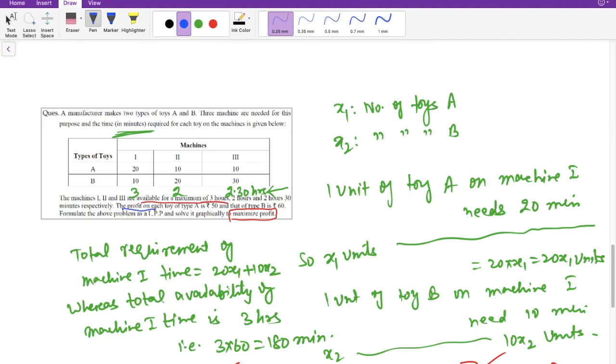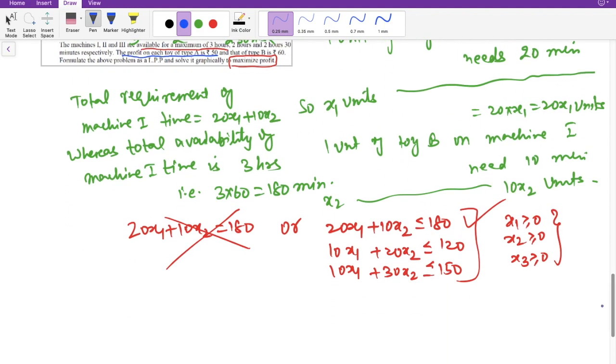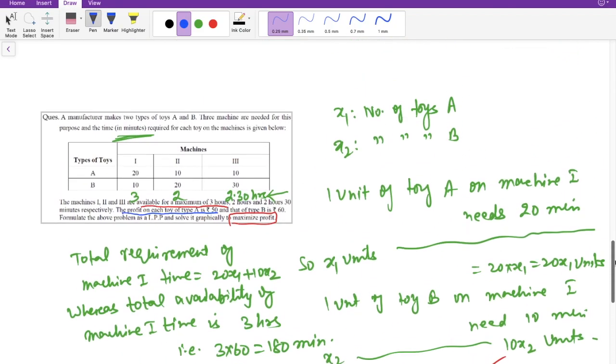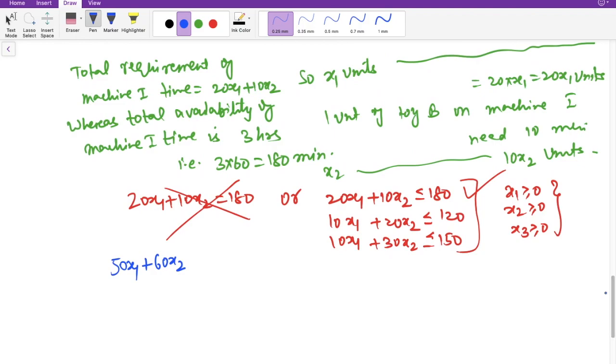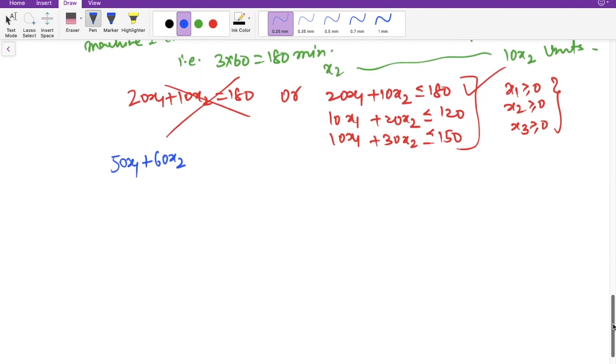The profit on each toy of type A is ₹50. They are specifically giving it. So on 1 unit of toy A, profit is ₹50. I am manufacturing x1 units of type A, so it will be 50x1. Similarly for toy B, it should be 60x2. So am I manufacturing only 2 toys? Yes, I am manufacturing only 2 toys. So that gives me the final version.